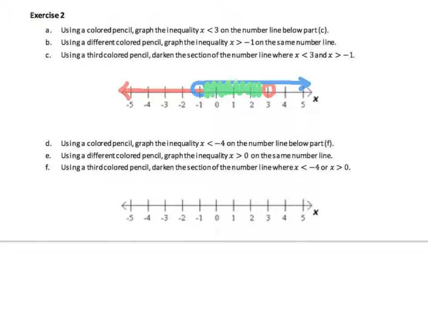Using a colored pencil, graph the inequality x is less than -4. Sorry about that. X is less than -4. Using a different colored pencil, graph the inequality x is greater than 0. Using a third colored pencil, darken the section of the number line where x is less than -4 or x is greater than 0.